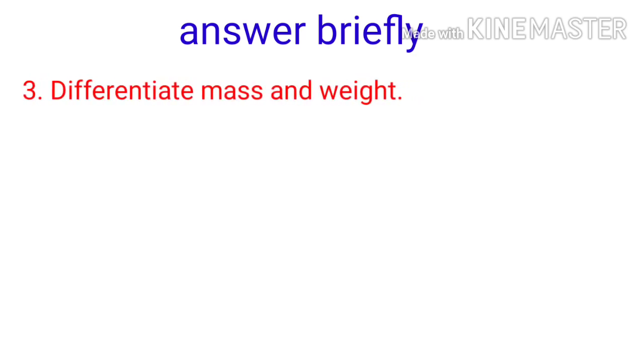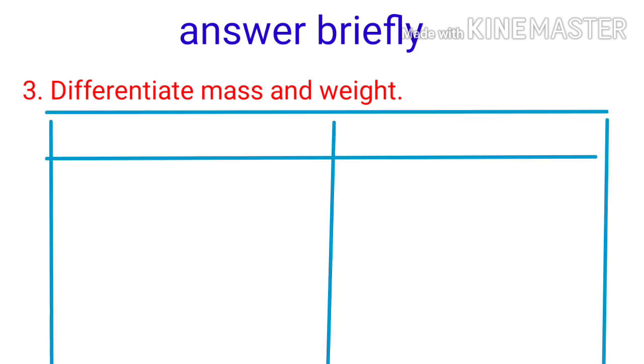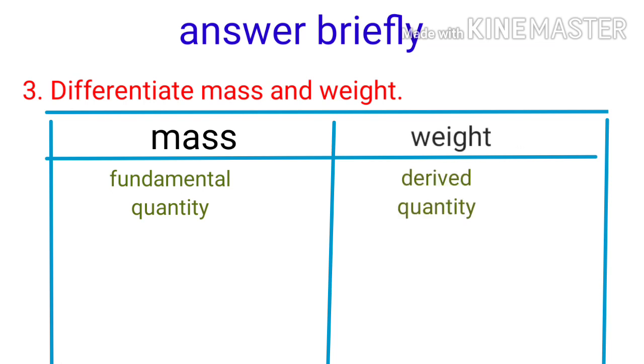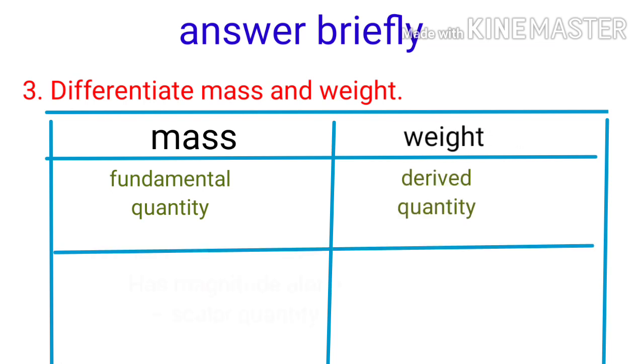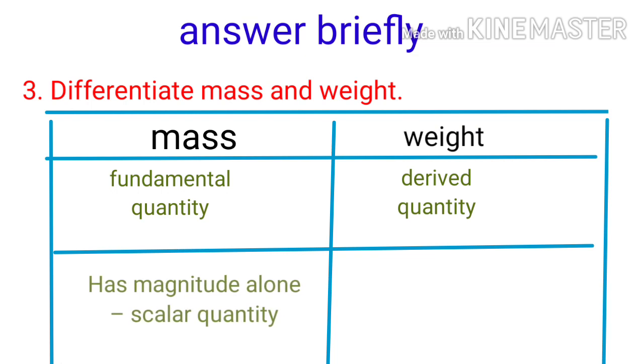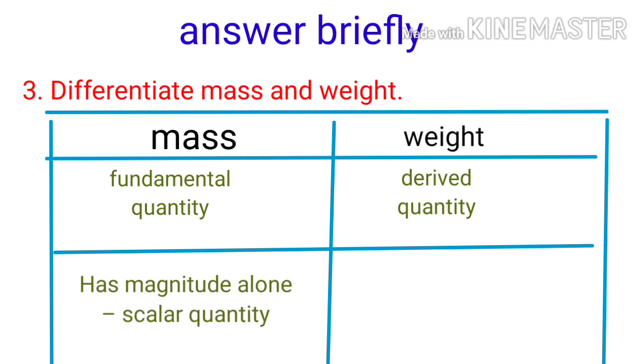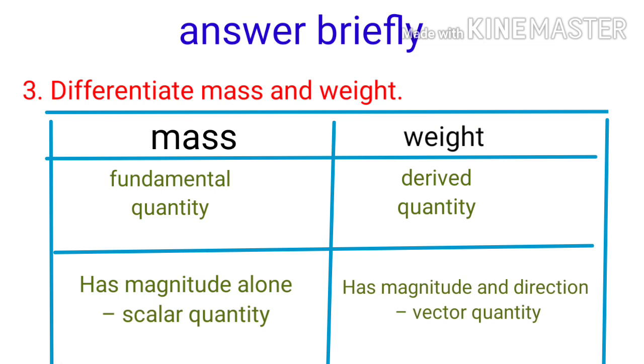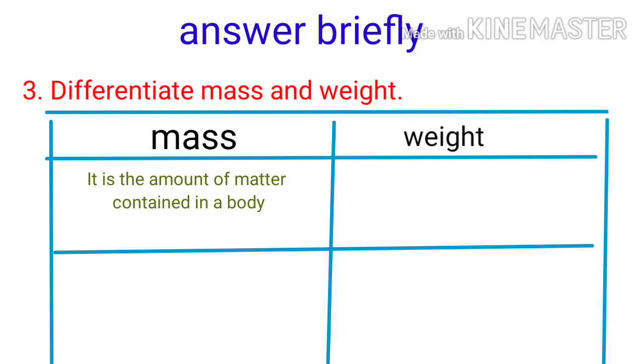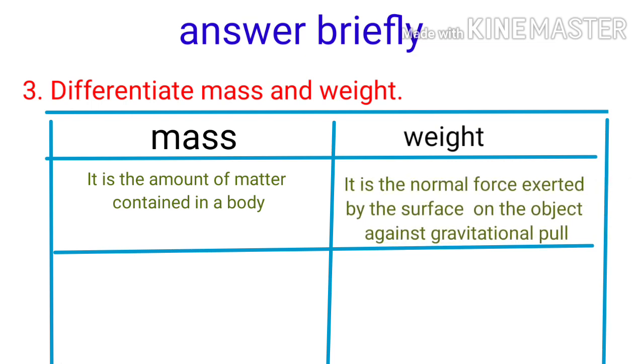Answer, serial number 1, mass, fundamental quantity. Weight, derived quantity. Second point, mass has magnitude alone, scalar quantity. Weight has magnitude and direction, vector quantity. Third point, mass is the amount of matter contained in a body. Weight is a normal force exerted by the surface on the object against gravitational pull.